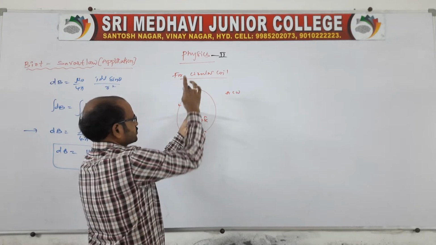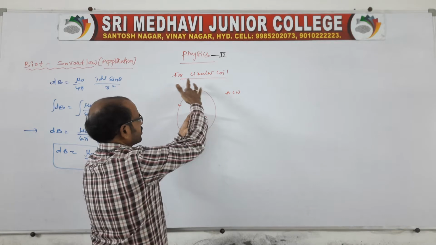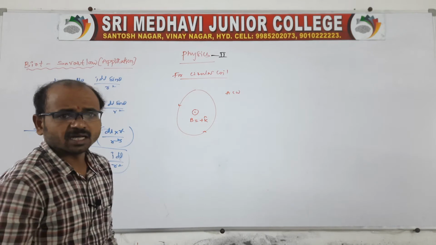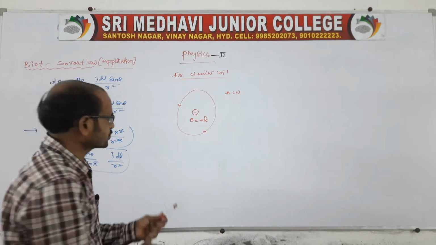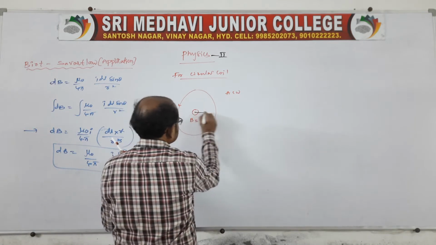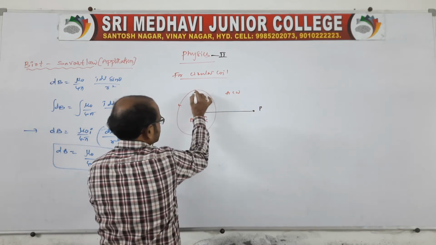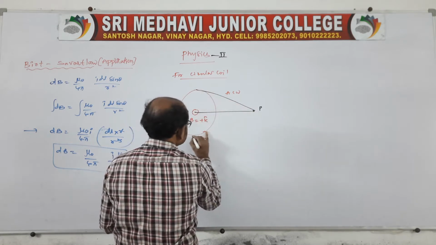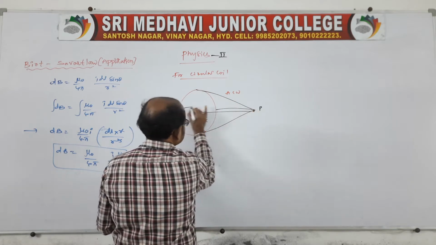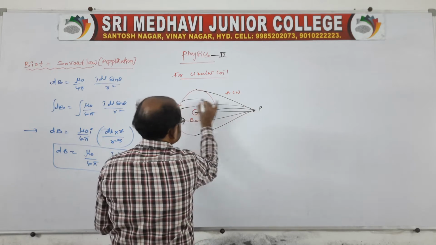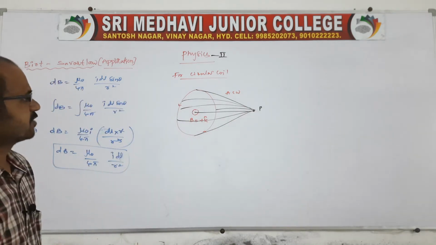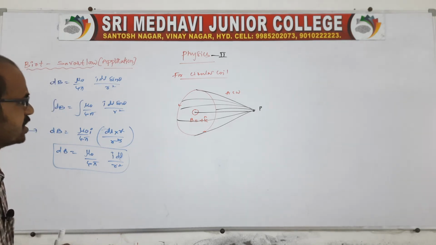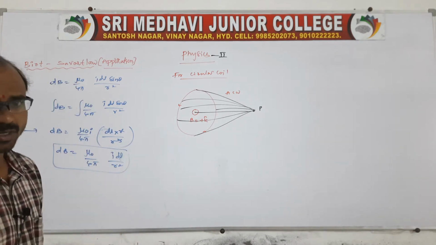From this point, the magnetic field induction, at each and every point on the circular coil, will be acting away from the center. We can also say magnetic induction at a point P goes like this. It is out of the plane of the paper. From each and every point there will be a magnetic induction acting away from the center of the circular coil.